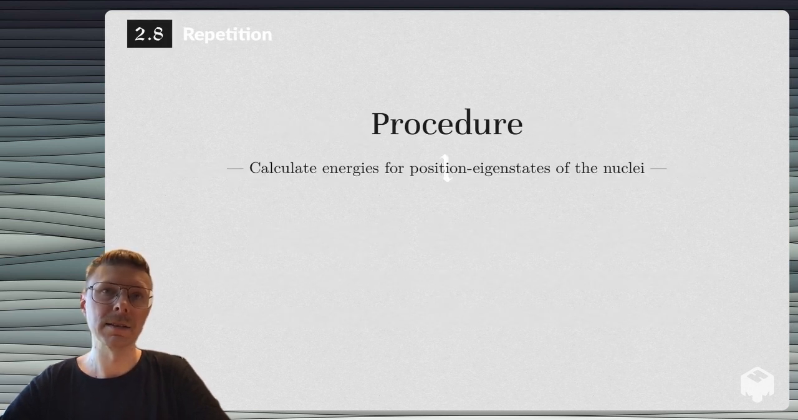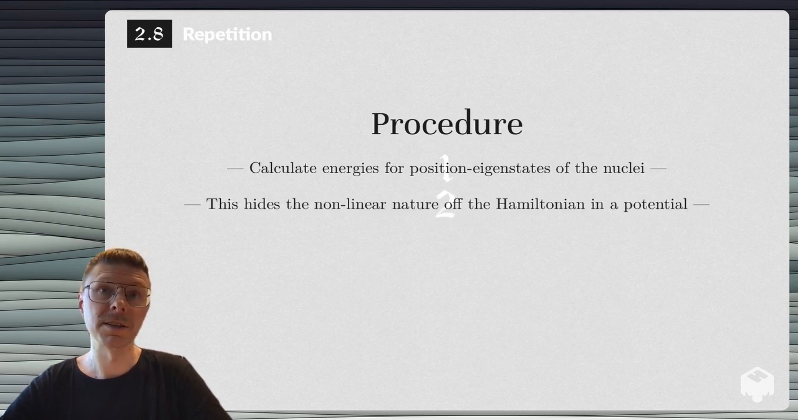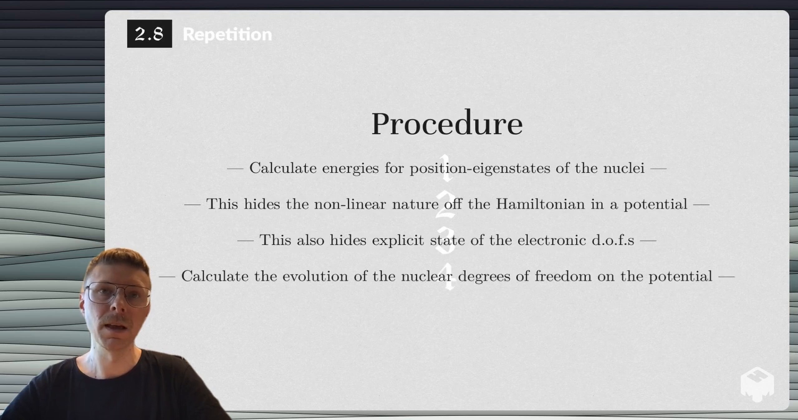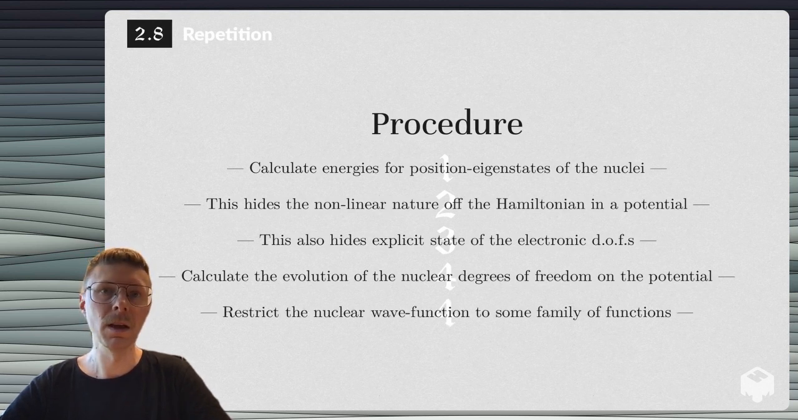So what is the procedure? Well, you know this. We calculate energies for position eigenstates of the nuclei in a quantum chemistry calculation. This hides the non-linearity of the interaction between electronic degrees of freedom in this potential. This also hides the explicit state of the electronic degrees of freedom, so we don't need to deal with that after this calculation. And then we can do time evolution of nuclear degrees of freedom on a potential. It's obviously not the only procedure, but this is the kind of procedure that I'm working with, and it's quite common. And then, as I said before, we can also restrict the nuclear wave function to some family of functions.